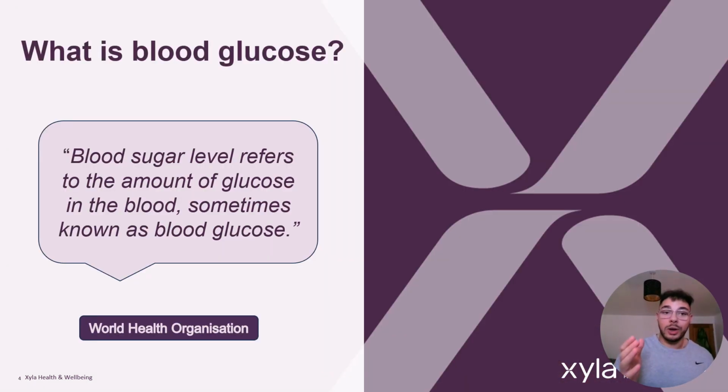You may be wondering, what is blood glucose? Blood sugar level refers to the amount of glucose in the blood, sometimes known as blood glucose. Diabetes can be diagnosed by measuring the amount of glucose in the blood via a test known as the HbA1c test. Prediabetes means the levels are higher than normal but not high enough to be classified as type 2 diabetes.